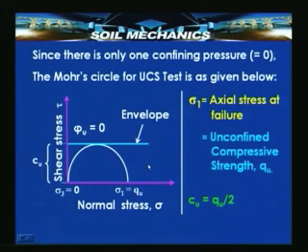Since there is no confining pressure, since sigma 3 is equal to 0, unlike a conventional triaxial test, this will only have one single Mohr circle corresponding to sigma 3 equal to 0, which starts from the origin. The axial stress at failure automatically is equal to the compressive strength, and half of that becomes the cohesion intercept, as you can see from this diagram. So, the cohesion is Qu upon 2 as far as this test is concerned.